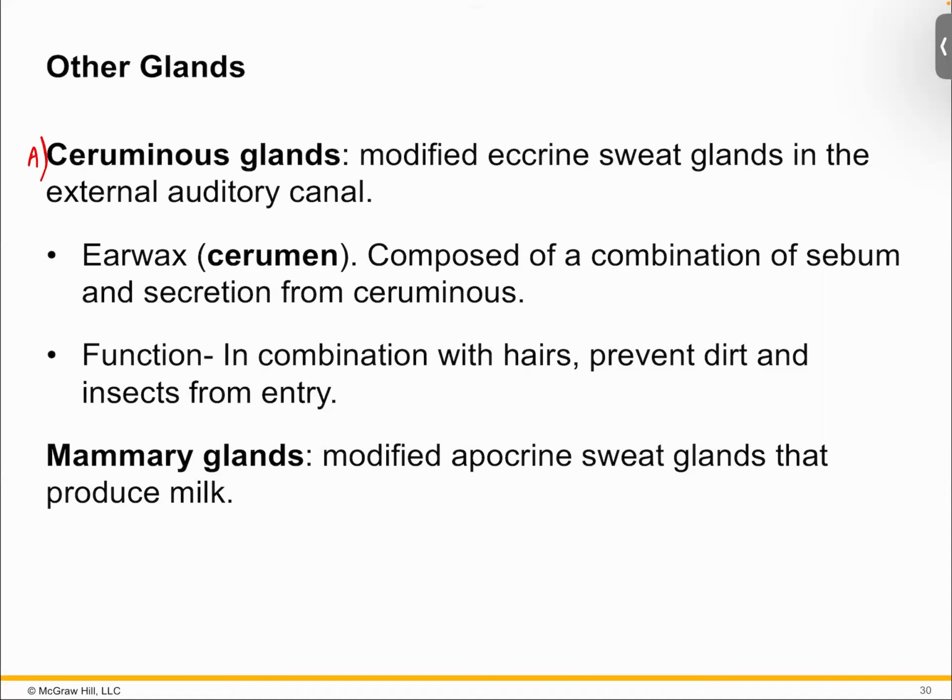Other types of glands. So ceruminous glands. These are like sweat glands, the eccrine type of sweat glands, but they've been modified a little bit. And they're only found in the external auditory canal, which is where? Your ear canal. This is earwax. Cerumen is basically earwax. It's got a little bit of sebum and a couple of other lipids in it, a little more waxy and more substantial than just the basic sebum itself.